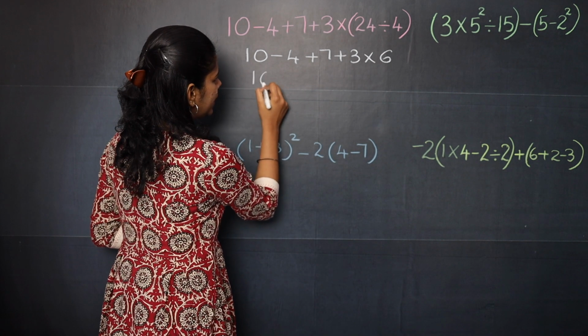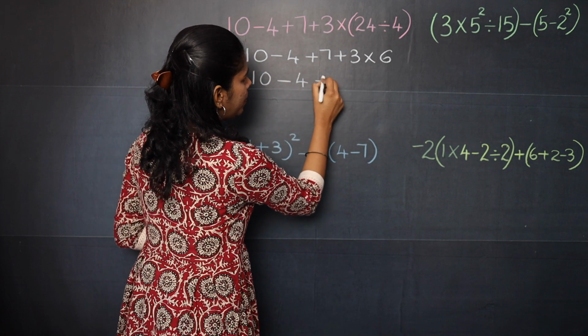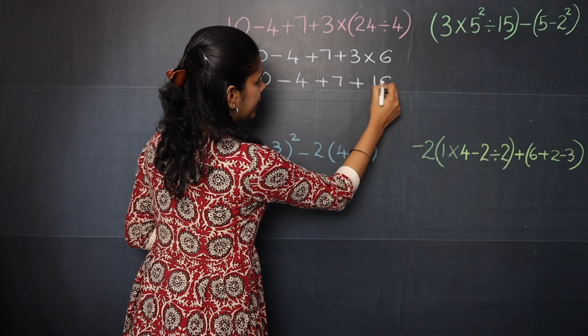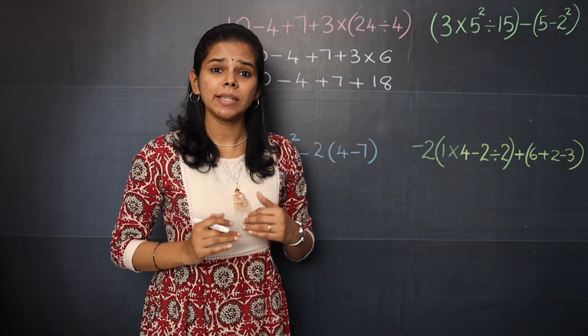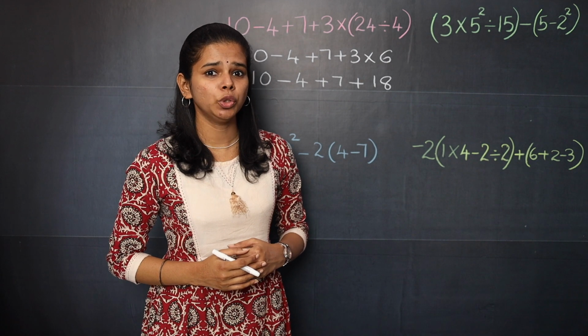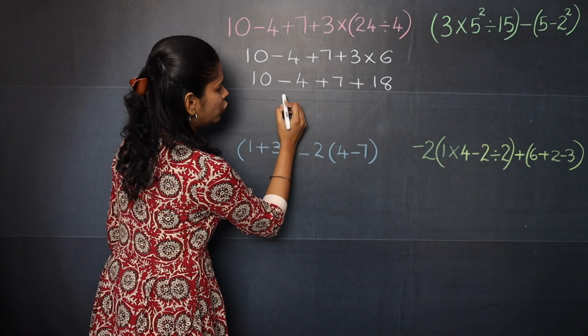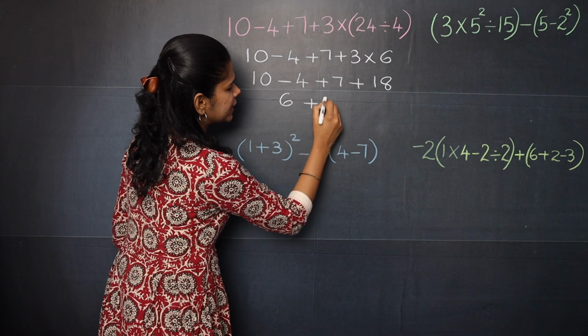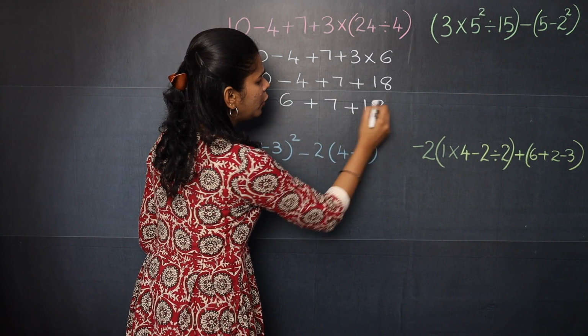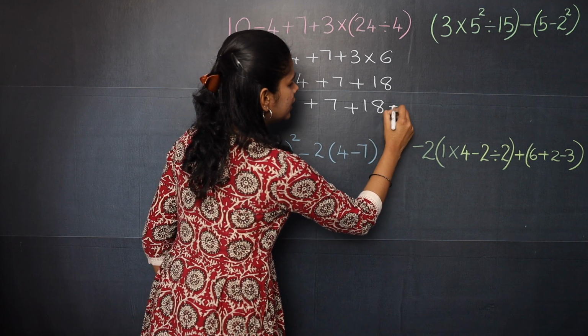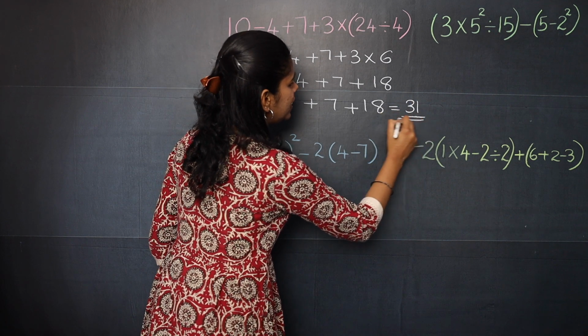So it becomes 10 minus 4 plus 7 plus 18. Now addition and subtraction also rank equally, so you should do that moving from left to right. So here you have 10 minus 4, so it becomes 6 plus 7 plus 18. Now you can directly add, you will get 31 as the answer.